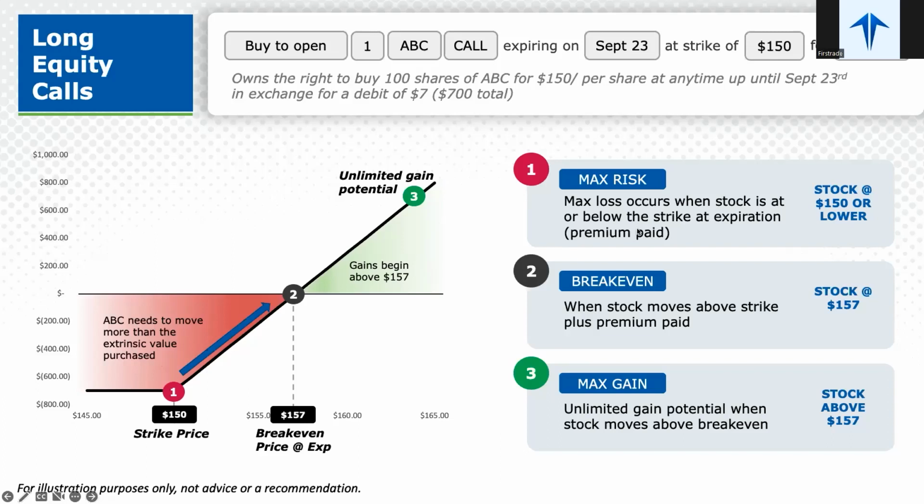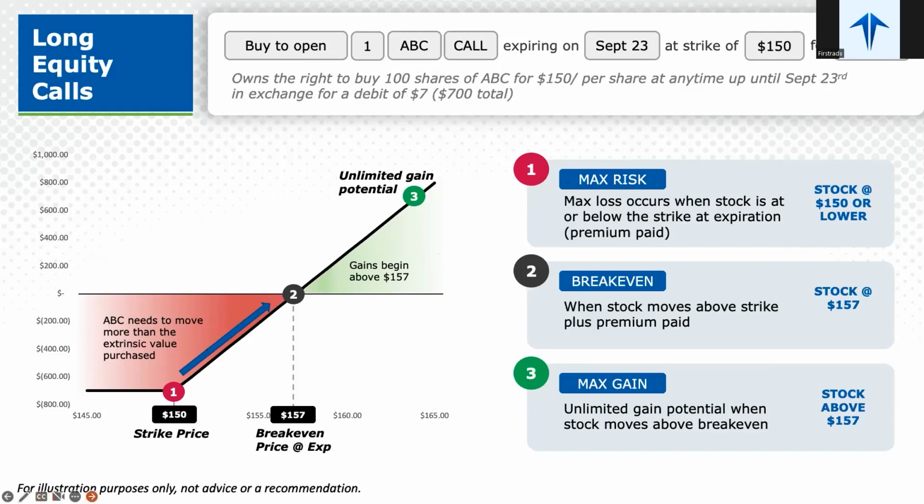When we're buying the call, our max risk is the amount of premium that we paid. This occurs if the stock declines or remains even at 150. We break even when it rallies enough, equivalent to what we paid for the option. And that's, again, assuming at expiration when the stock's at 157. And gains begin as soon as the stock is above 157, and it has unlimited potential. So it's a good way to think about where is my risk and what is my reward, something we also want to focus on.